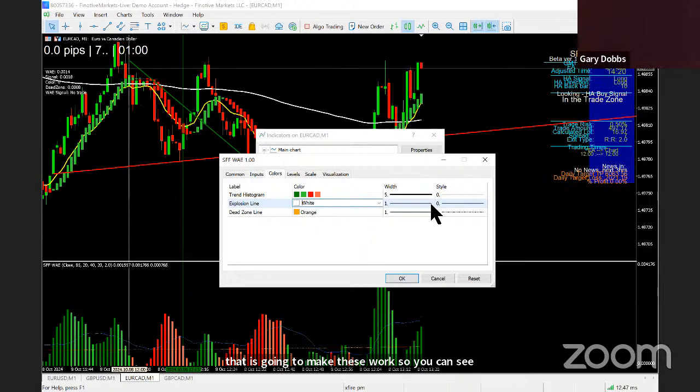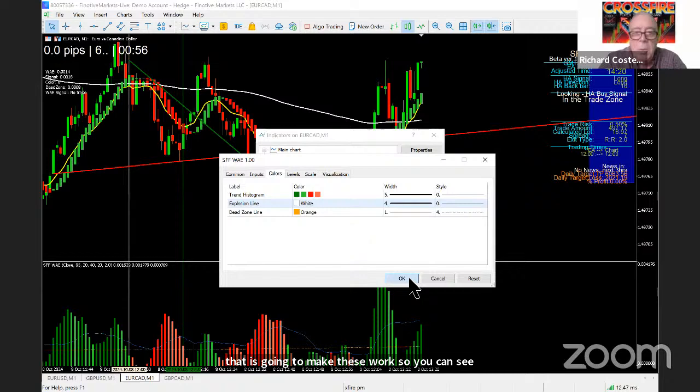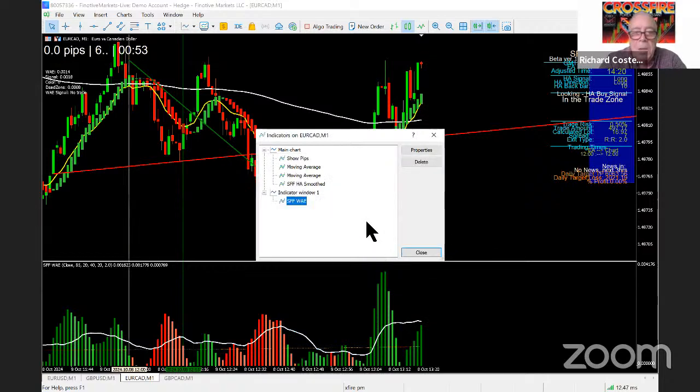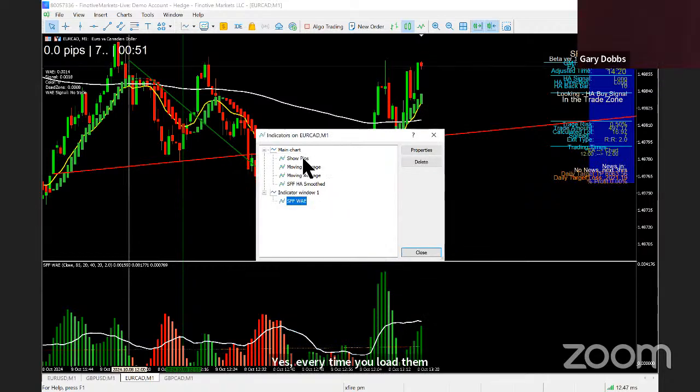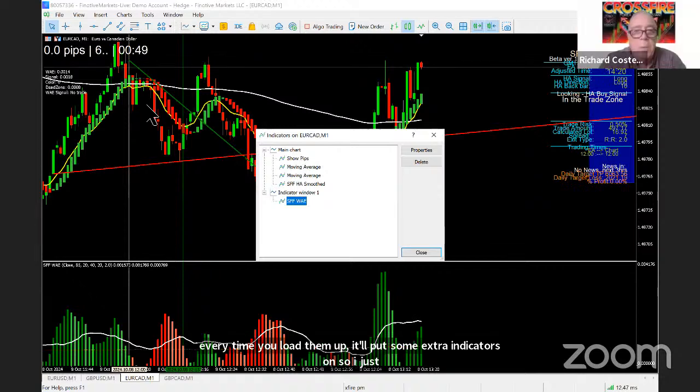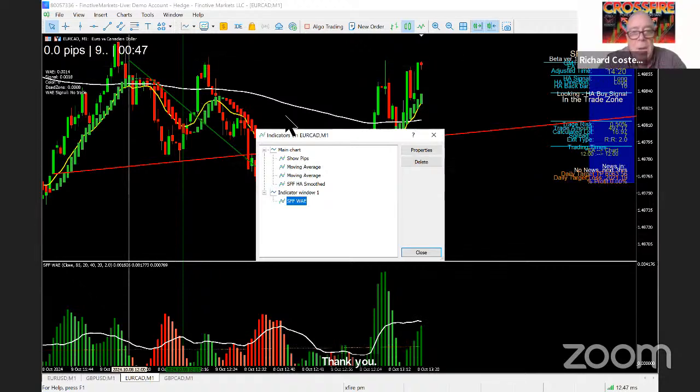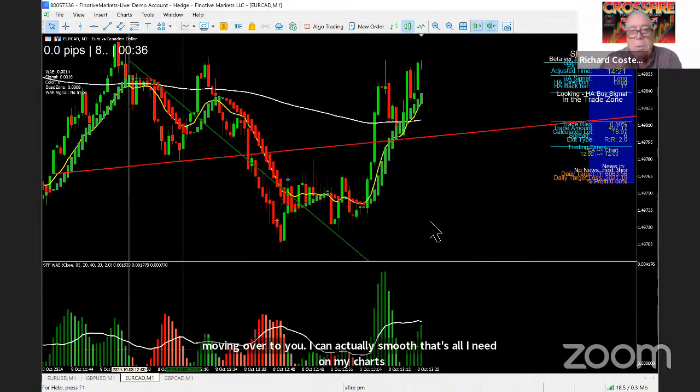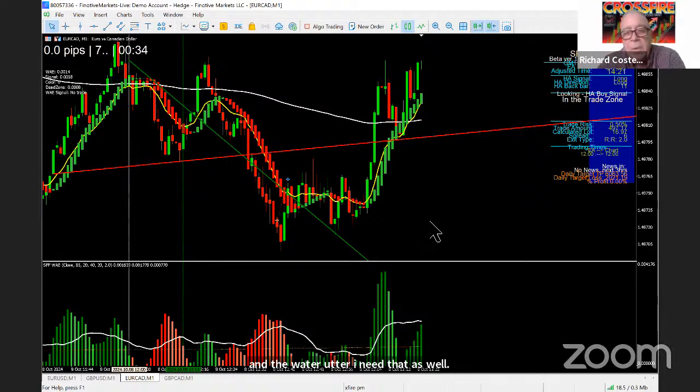How does it keep doubling up on some of the indicators? Yes, every time you load them up, it'll put some extra indicators on. So all I need is show pips, which is this one here. Yeah. I need the 2 moving averages, and I need the Heikin-Ashi smooth. That's all I need on my charts. And the Wada Atta, I need that as well. So I just double check every day before I start trading that I haven't got too many.